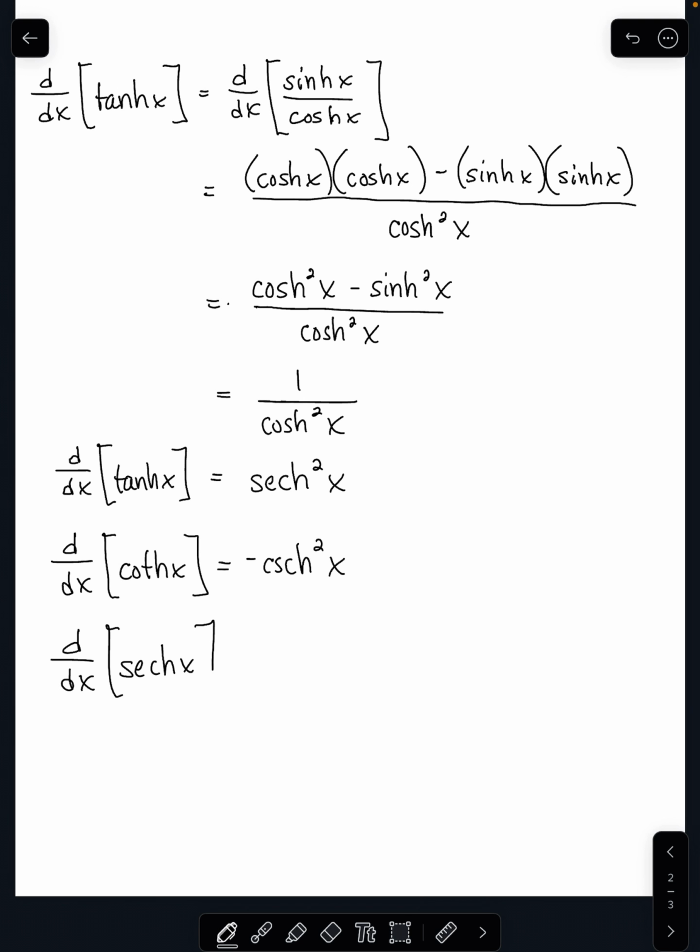Next, we have hyperbolic secant, which, perhaps not surprisingly, is going to result in hyperbolic secant times hyperbolic tangent, except this time, unlike the trigonometric functions, this does pick up a negative. Again, the reason for that can be found in the numerator of the quotient rule, in conjunction with the fact that instead of cosine squared plus sine squared, we're now looking for hyperbolic cosine squared minus hyperbolic sine squared.